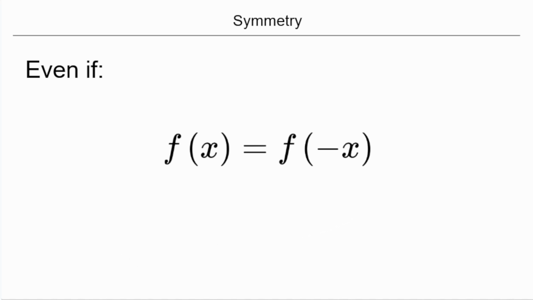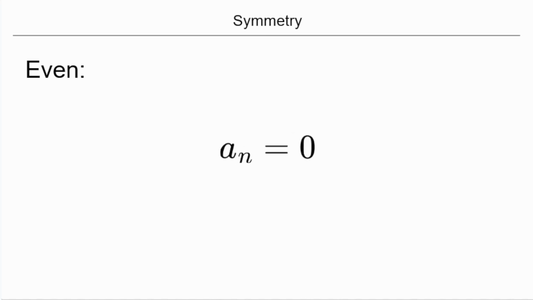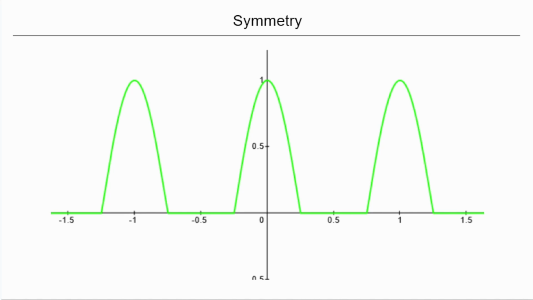Cosine is even, but sine isn't. So in a Fourier series, it wouldn't make sense to add up sines, because then our original function wouldn't be even anymore. So if a function is even, in the Fourier series, bn must equal 0. Let's do an example. Here you can see a half rectified cosine wave.